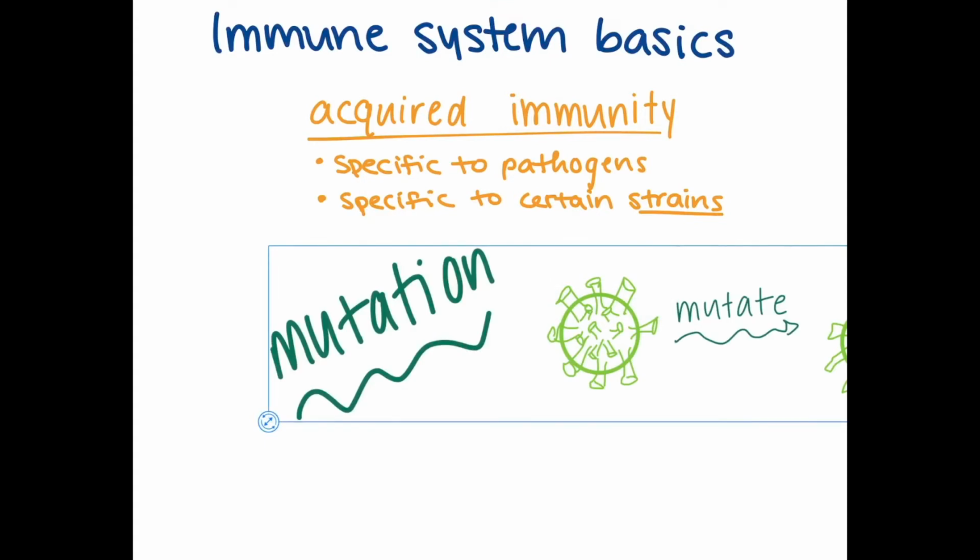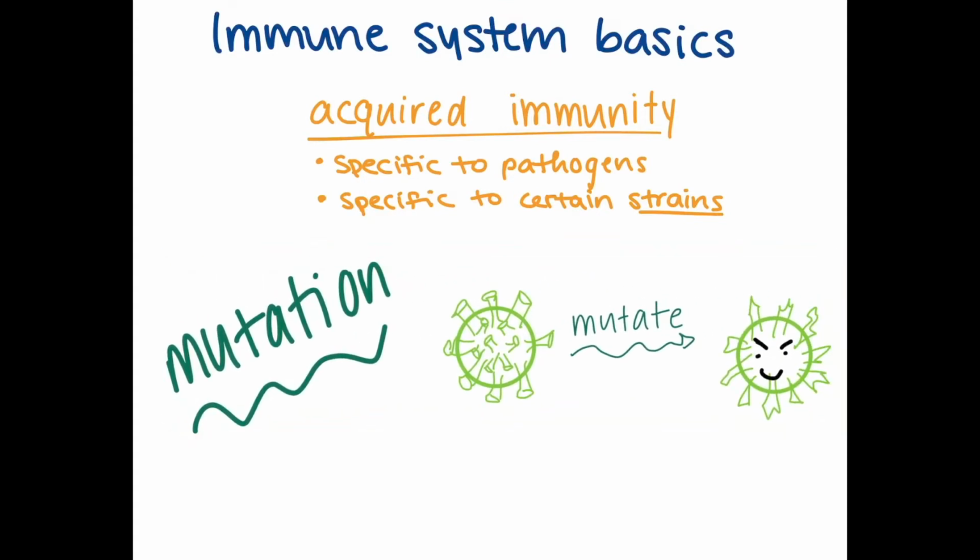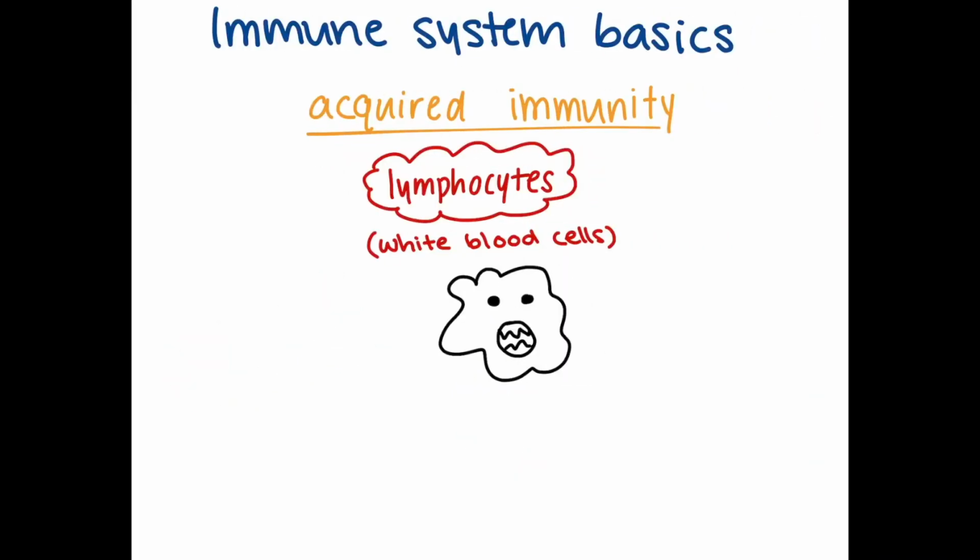The opposite of your innate immunity is your acquired immunity, and this is specific to certain pathogens and certain strains of pathogens. Now, what I mean by this is that pathogens can mutate, meaning that it will change, and the way that you fight them is going to have to change in response. When you have pathogens that mutate really quickly, you'll have to create new vaccines for them really often. For instance, the flu. You have to get a new flu vaccine every single year because of how fast the influenza virus mutates.